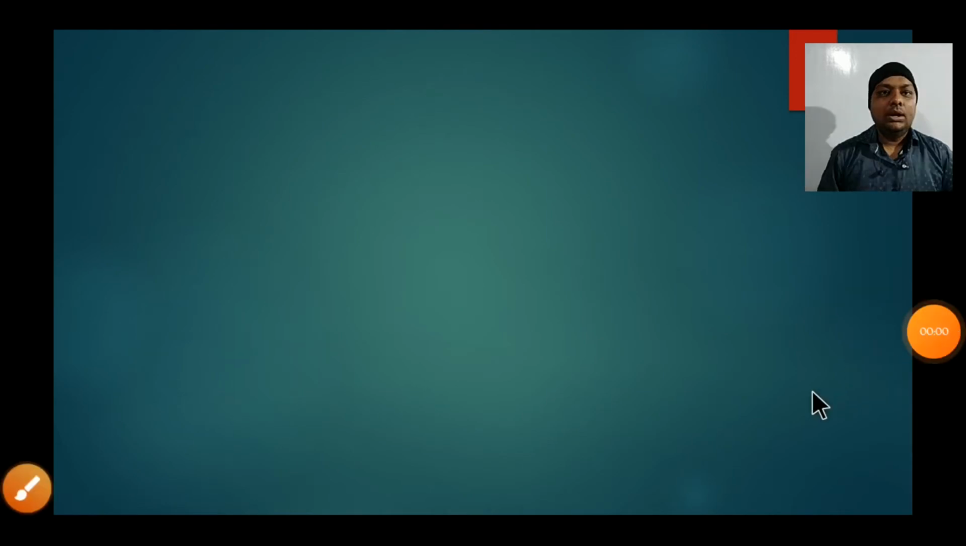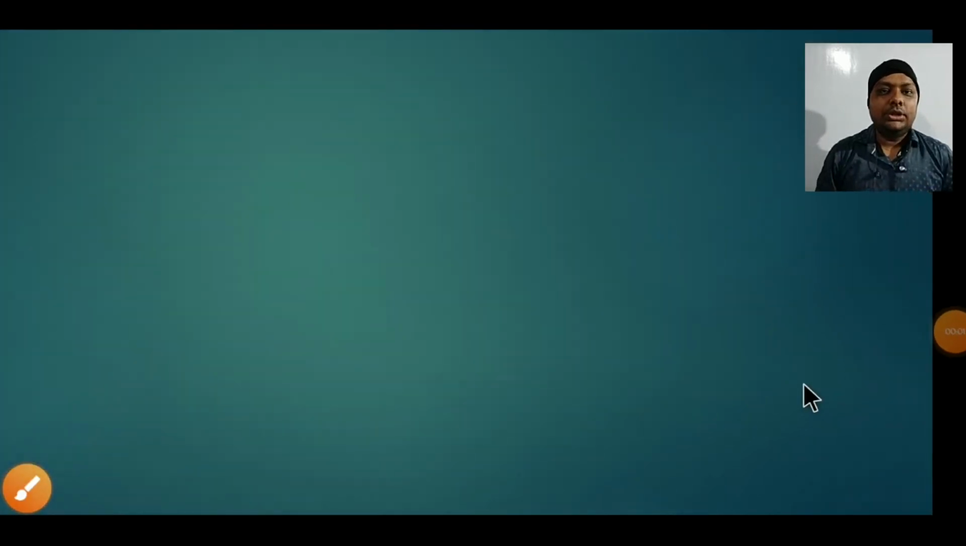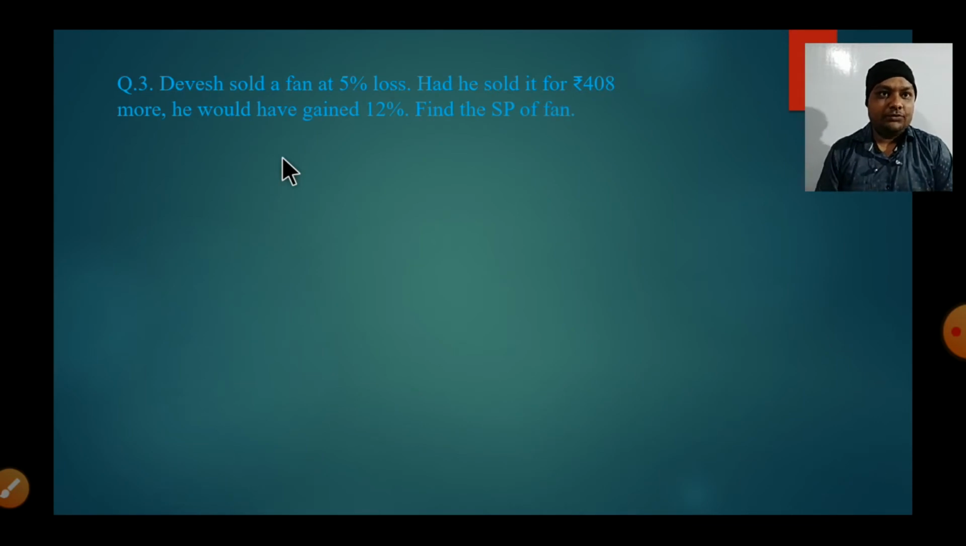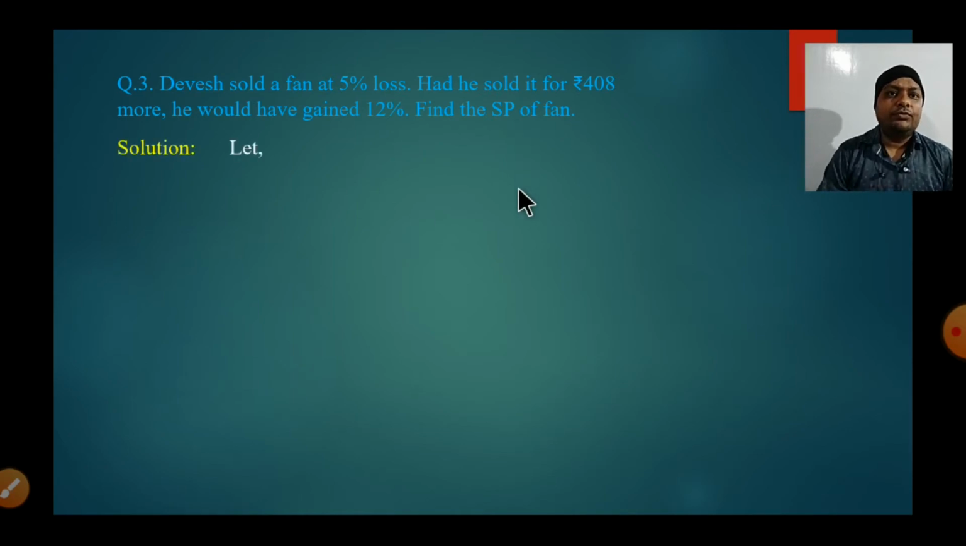Now students, let's see another question here. The question is: Devesh sold a fan at 5% loss. And if he had sold it for rupees 408 more, he would have gained 12%. So now we have to find the SP of the fan. If the SP of the fan is asked, then we will assume the SP at first. So let the SP of the fan be rupees X.